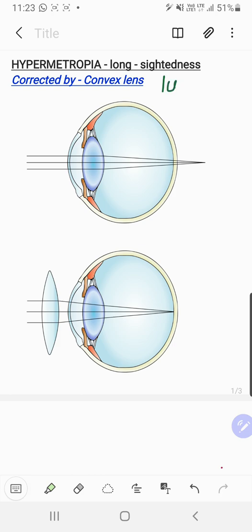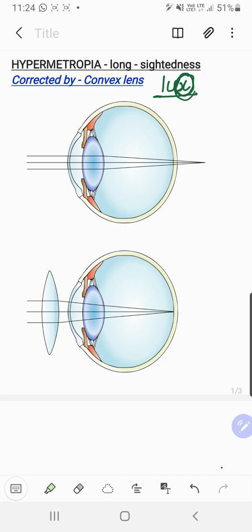Just remember SAVE and LUX. The way you remembered SAVE, S is for short-sightedness, and AVE is concave. Similarly, LUX, L is for long-sightedness, and this X, whatever is rhyming in X, that is convex. Right? Remember it this way, SAVE and LUX. You will never forget which lens is used to correct the defect.